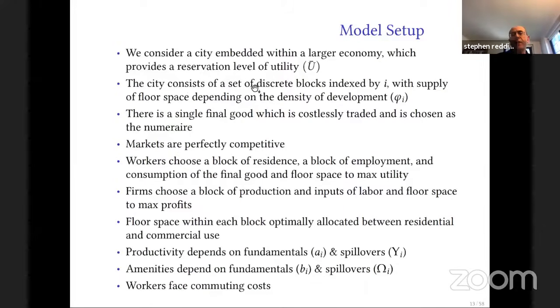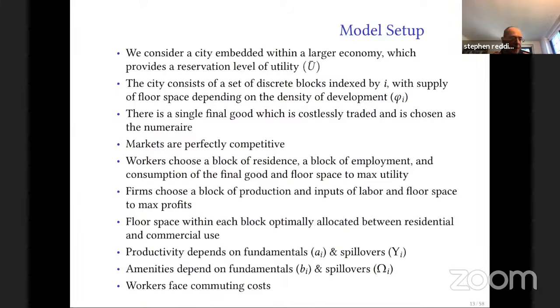We're going to think in the model of the city as consisting of a set of discrete blocks indexed by i, and they're going to correspond directly to the blocks that we see in the data. As we discussed earlier, these blocks might have buildings of different sizes on them in the real world. So in terms of the model, we're going to think of that as the blocks having different supplies of floor space. We're going to denote that supply of floor space by what we call the density of development, phi. And so phi is the ratio of floor space to ground area, the density of floor space in a particular location.